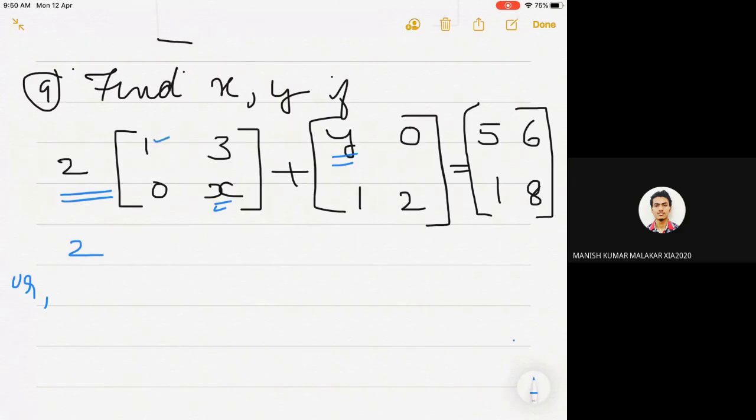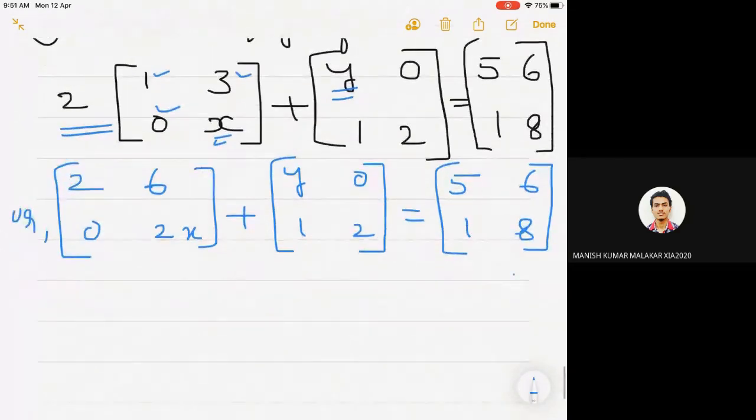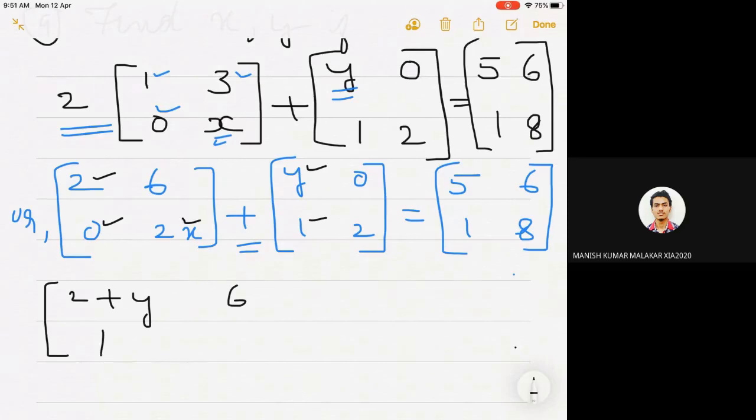So 2 into 1, 2, 2 into 3, that is 6. Adding, now you will do the operation of addition. So what you will get? 2 plus y, the corresponding elements only you have to add. 2 plus y, 6 plus 0, that is 6. Then 0 plus 1, that is 1. Then 2x plus 2. This is equal to [5, 6, 1, 8].